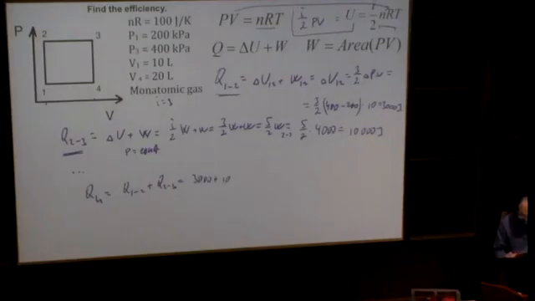3,000 plus 10,000, 13,000 joules. Now we have everything. That's going to be 2,000, the work done in one cycle, over 13,000. We can multiply by 100%. Done.